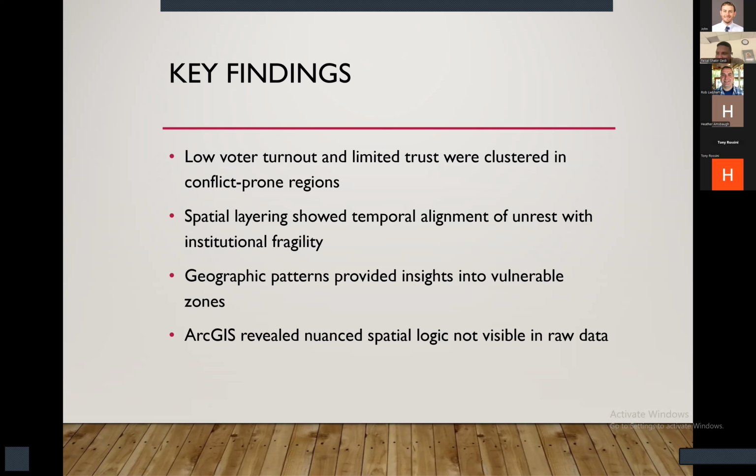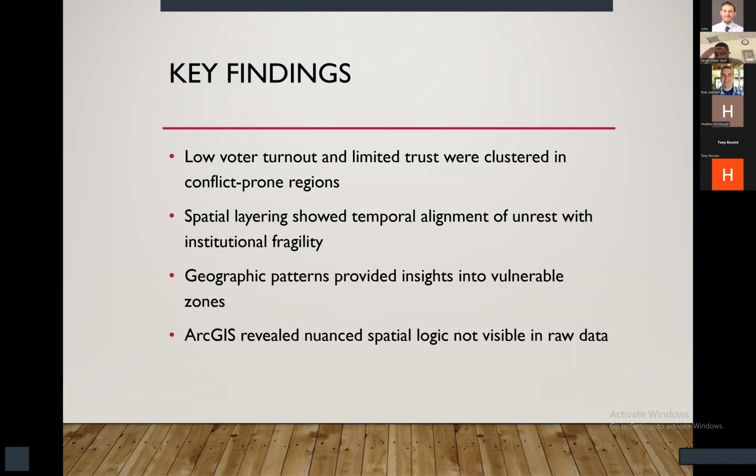In other words, periods of heightened protest activity were often preceded by signals of eroding governance capacity or declining voter engagement. These geographic patterns were not just coincidental. They reveal the vulnerability zones where multiple risk factors coexisted. This would have been difficult to detect without combining spatial and non-spatial data.